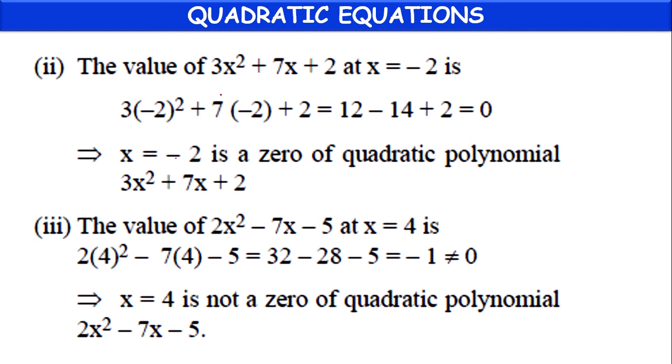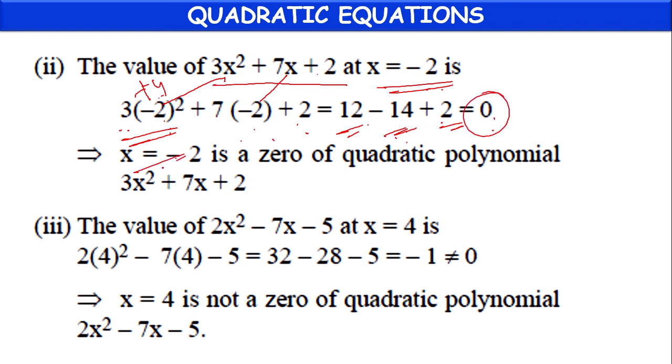In example 2, this is the expression. We have to check x equal to minus 2, whether it is 0 or not. In the place of x, minus 2 square. In the place of x, minus 2 plus 2. 3 into minus 2 whole square. Here we will get plus 4. Plus 4 into 3, 12. 7 into minus 2, minus 14. Plus 2 equal to 0. 12 plus 2, 14. Minus 14, 0. Yes, it is the 0 of quadratic polynomial.